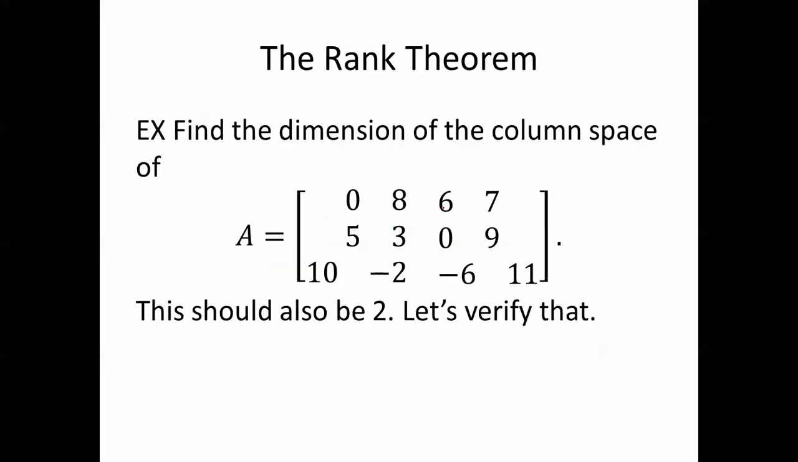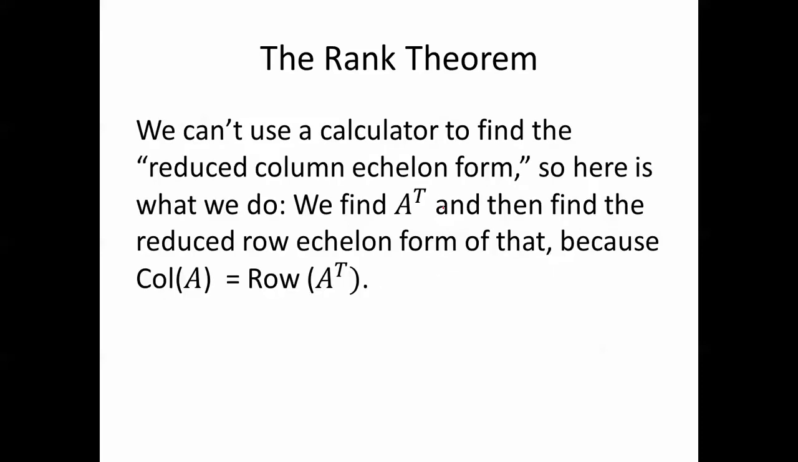Okay, find the dimension of the column space of A. Well, this should also be 2 because we saw a moment ago that the dimension of the column space and the dimension of the row space are the same for any matrix. Let's verify that. We can't use a calculator to find the reduced column echelon form. There is no such button on the calculator. So here's what we do. We find A transpose and then find the reduced row echelon form of that, because the column space of A equals the row space of A transpose.